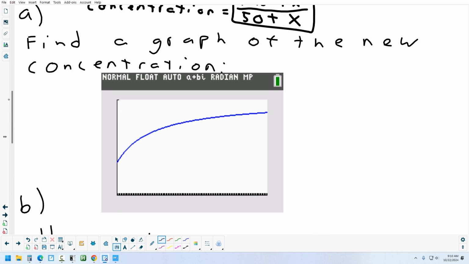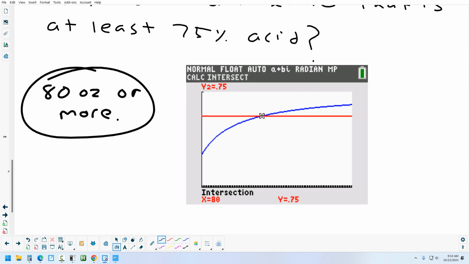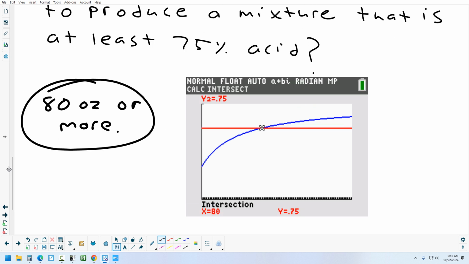Okay, but that's the mixture problem we didn't get to. Any questions on that?